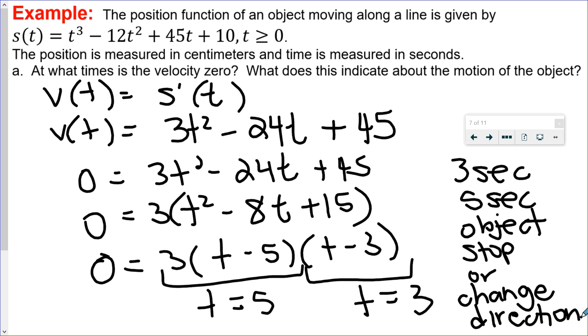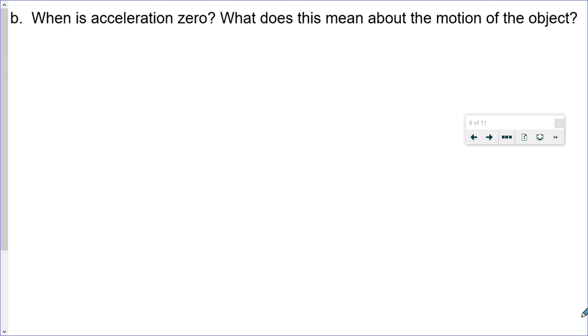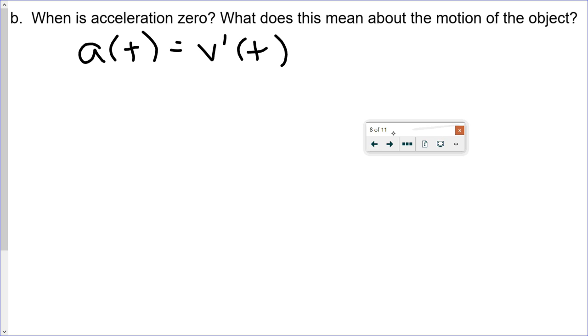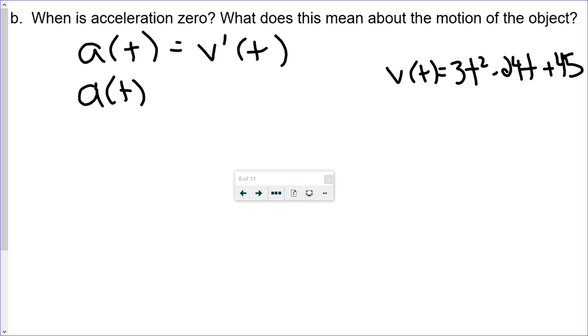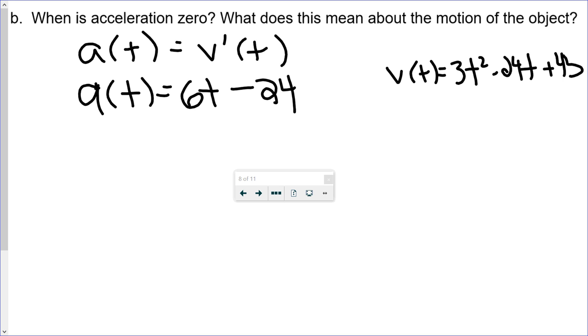Okay, next part of the question says, when is the acceleration 0, and what does that mean? So let's find out what acceleration is. So acceleration is the first derivative of velocity. So in our last question, we found out what velocity was, and the velocity, let's just write that down so we have it here, was 3t squared minus 24t plus 45. So acceleration will be the first derivative of that. So the derivative of 3t squared is 6t, minus the derivative of 24t is 24, and the derivative of 45 is 0. So that's my acceleration.